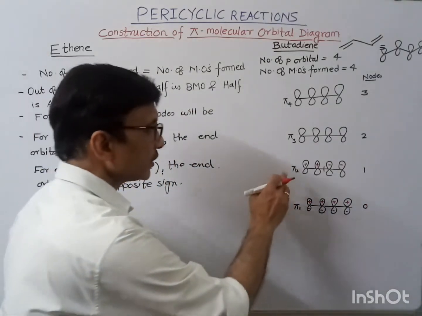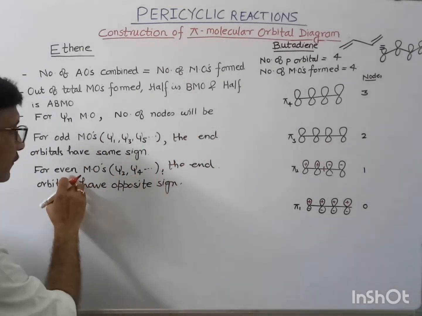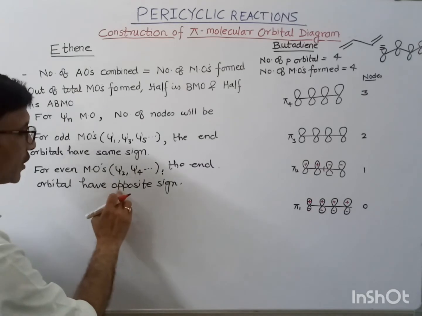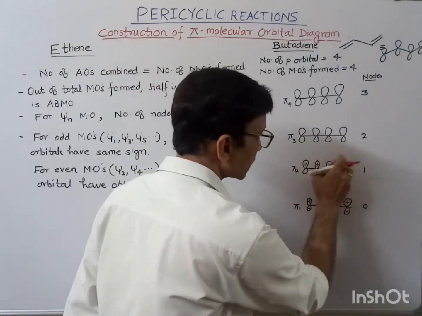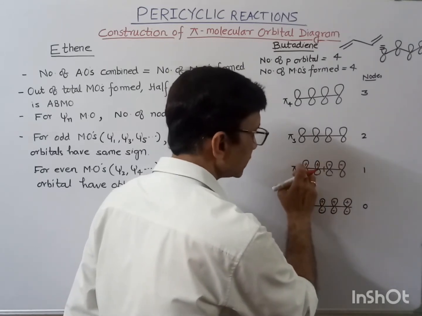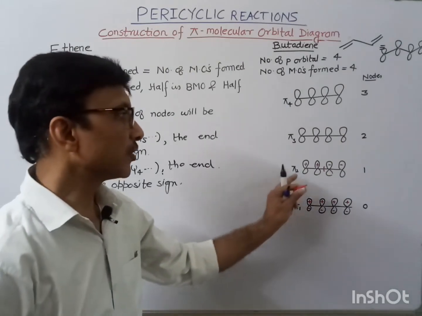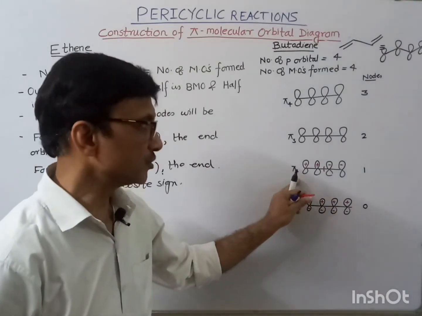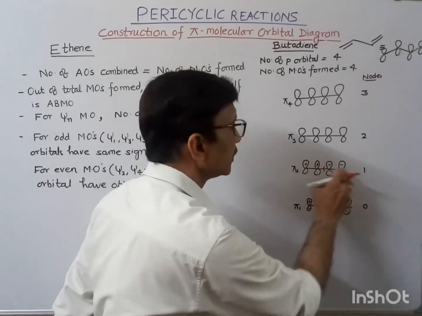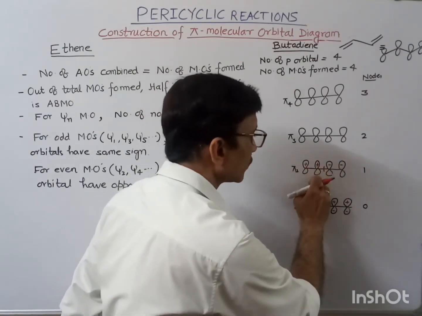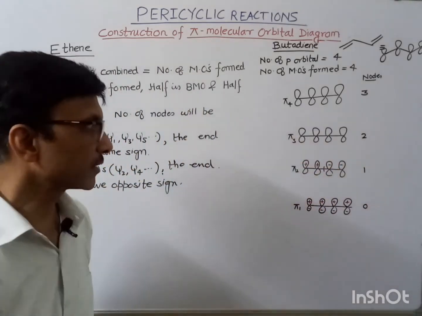Okay. Now this is the even molecular orbital. For an even molecular orbital, what I have written is that the end orbitals should have the opposite sign. As you can see, this and this are the end orbitals, and this has a plus sign and this has a minus sign, so the end orbitals have opposite signs. But the total number of nodes for psi 2 should be 1, so only one node can be drawn, and it should always pass through the center.